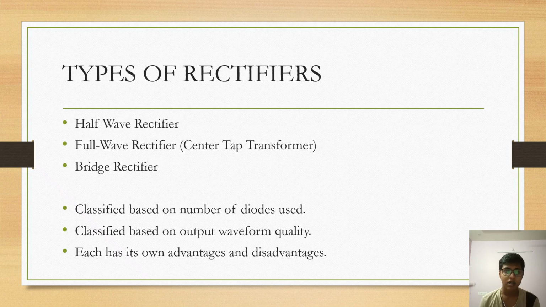Types of rectifiers. There are three types: half wave rectifier, full wave rectifier with center tap transformer, and bridge rectifier also. Here the full wave rectifier and bridge rectifier give the same output, but they differ in cost and size of the rectifier. They are classified based on the number of diodes used and on output waveform quality. Each has its own advantages and disadvantages.